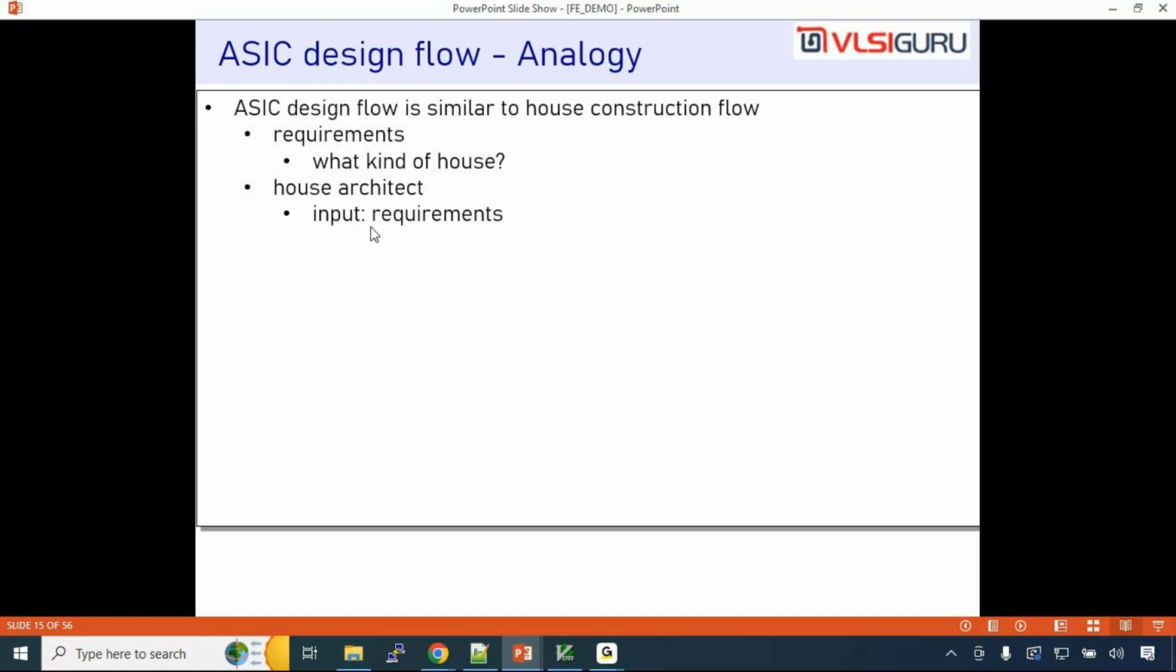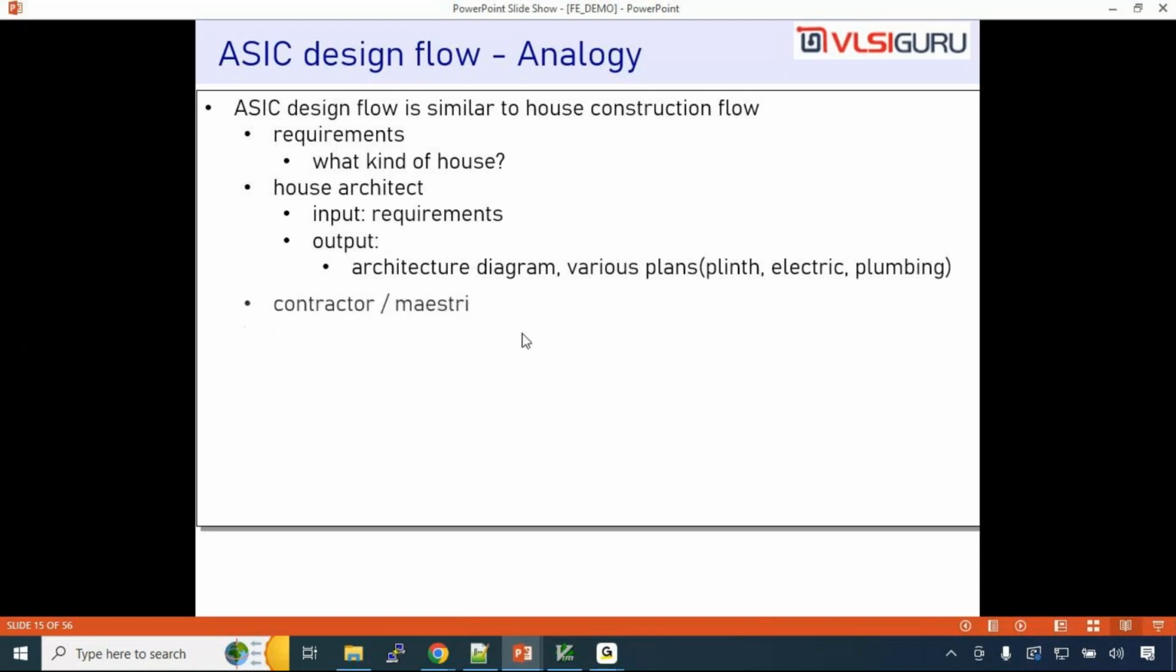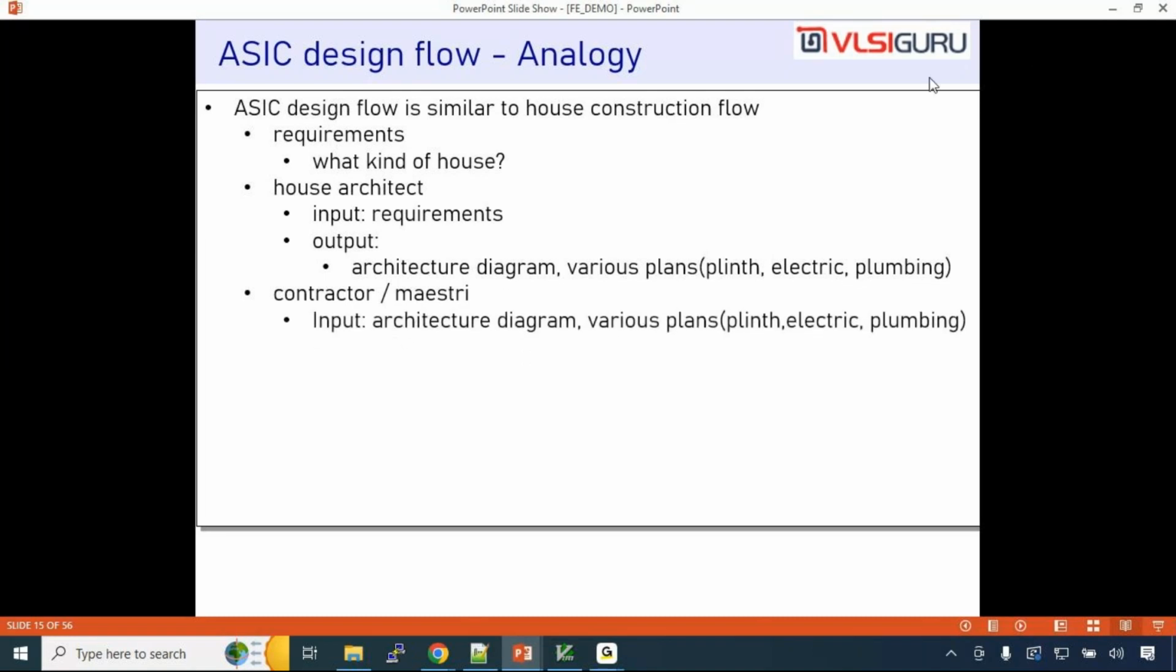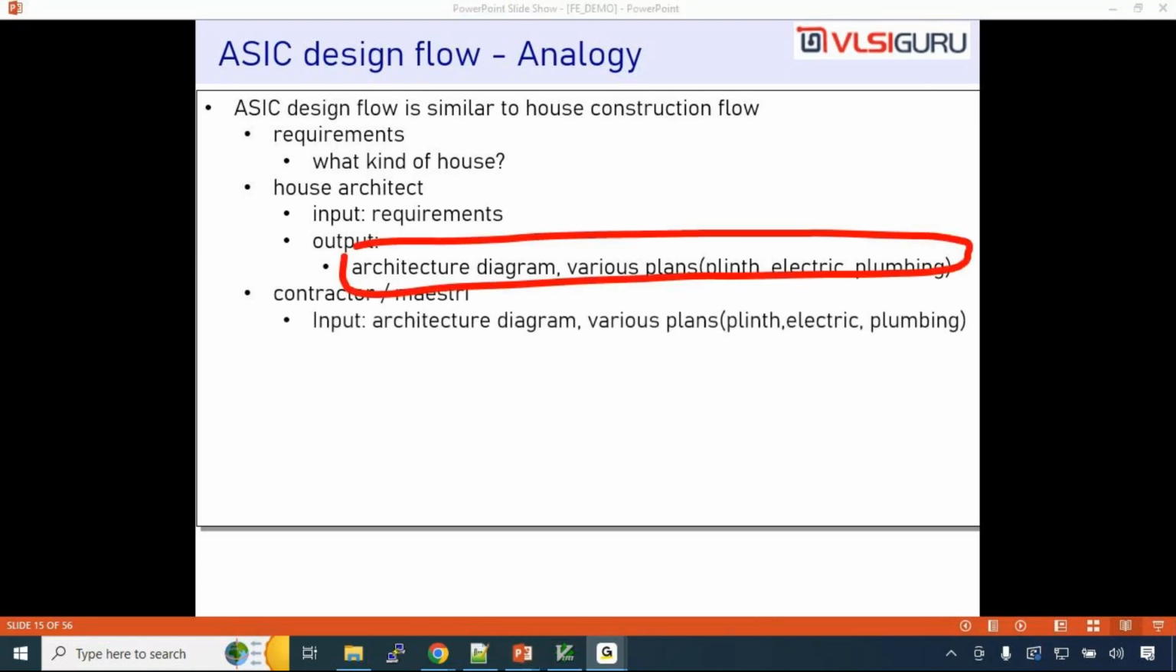What are the inputs you will give him? You will give him requirements. You will tell him, this is the house I want, this many floors, this many rooms, all that. Then what will he give you? He'll give you the architecture diagram, various plans: plinth, electric plan, plumbing plan, everything. Then whom will you go to next? You'll go to a contractor, the mestri. Whatever output you got here becomes input to the next person.